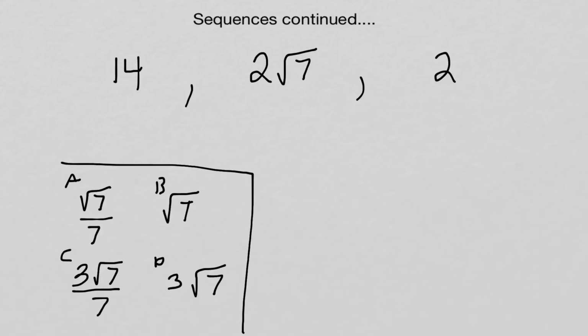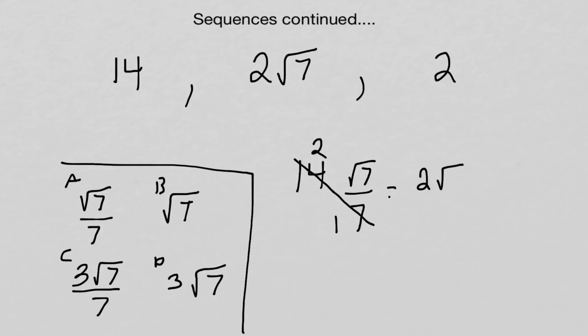I'm going to start with A: 14 times the square root of 7 over 7. If I do the math on that, first thing I notice is that the 14 and the 7 cancel. This becomes 2, this becomes 1. I multiply straight across, I get 2 square root of 7 over 1. When it's over 1, you can just ignore it. So that works. Now let's see if it works again for the second one.